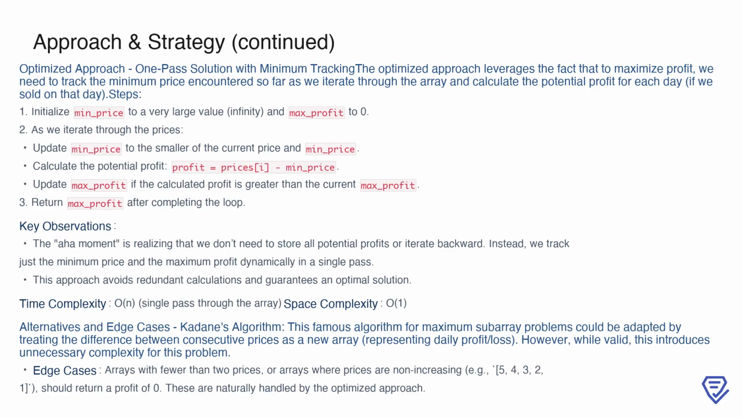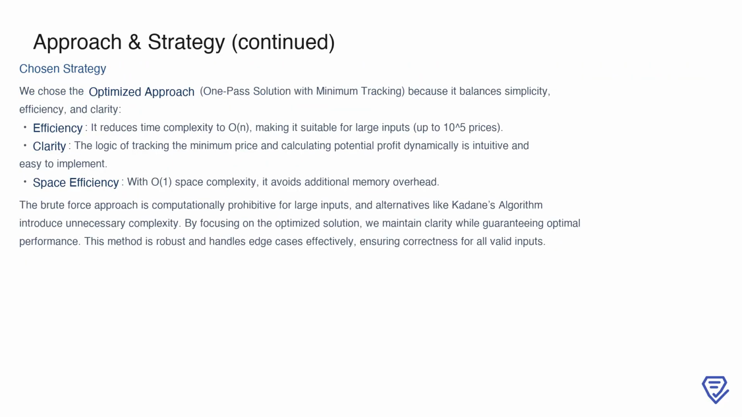This approach is efficient because it processes the array in a single pass, avoiding redundant calculations. It also handles edge cases naturally, such as when prices are non-increasing, by ensuring the calculated profit never drops below zero. The chosen strategy here is the optimized one-pass solution with minimum tracking, as it strikes the perfect balance between simplicity, efficiency, and clarity. With a time complexity of O(n), it is well suited for handling large input sizes, up to 10 to the power of 5 prices, without performance issues.